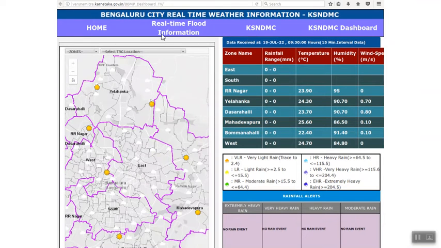And they have a great real-time data dashboard for Bengaluru city. Especially the real-time flood notification dashboard is pretty useful. Cheers to that.